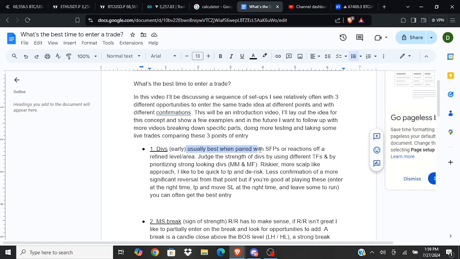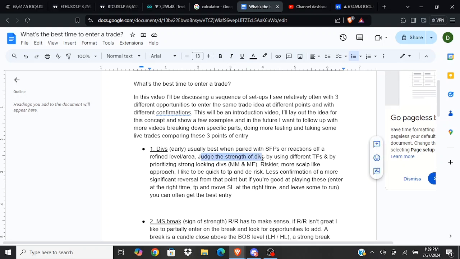Divergences are usually best when paired with SFPs or reactions off of a refined level or area. Obviously, if you're just trading every single divergence you see without planning out specific levels in which you'd like to see them at, without even pairing them with things such as SFPs or strong reactions, then you probably won't have a very high win rate. But there are definitely ways to have a very high win rate when using divergences.